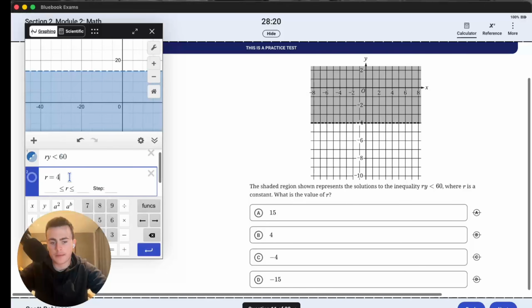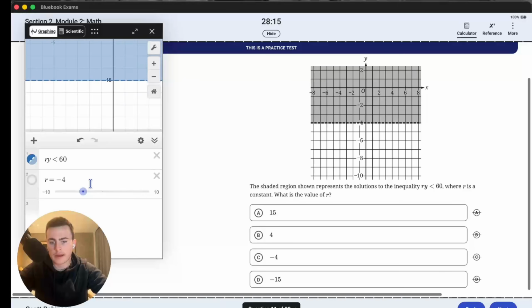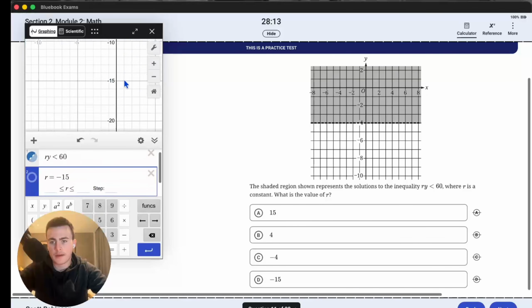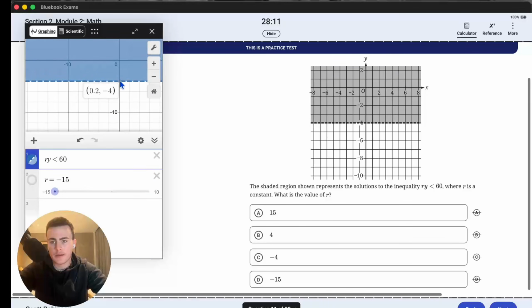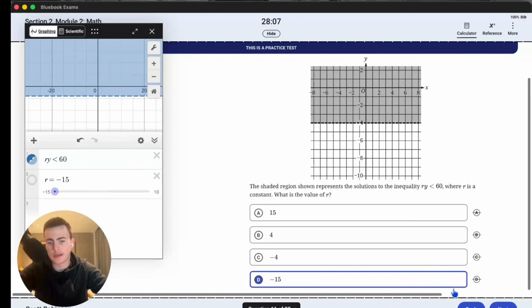Same idea. Can't be that. Negative 4. Not going to be negative 4. Probably going to be D here. Let me double check. So this is at 4. This is at negative 4. Beautiful. Matches perfectly. It's going to be D.